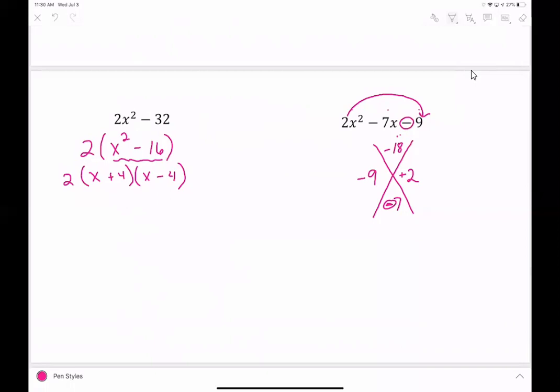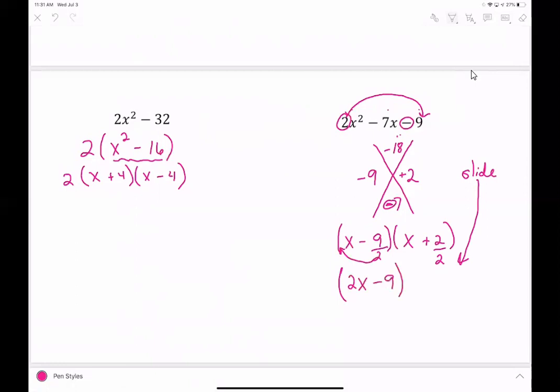So we're going to factor. We're going to break our x into x minus 9 and x plus 2. Then what we're going to do is slide the 2 underneath each constant, and we're going to reduce. 9 over 2 will not reduce, so I'm going to slide the 2 in front of the x. And I'm going to reduce 2 divided by 2, which gives me a 1. And we have our factors.